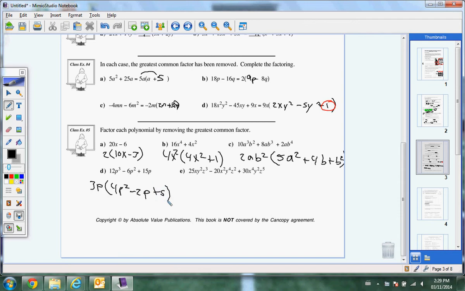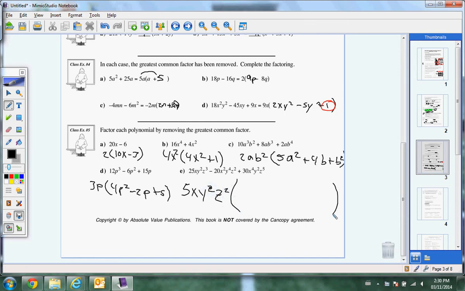Whew. Tatum, you ready for the big one? What do you think on E? Let's just do it one thing at a time. What number do they have in common? 5. Okay, what x? x to the 1, x squared, and x to the 4. x to the 1. y squared, y to the 4, y squared. z cubed, z squared, and z to the 5. z squared. Good. All right, let's see what's left of all this mess here.